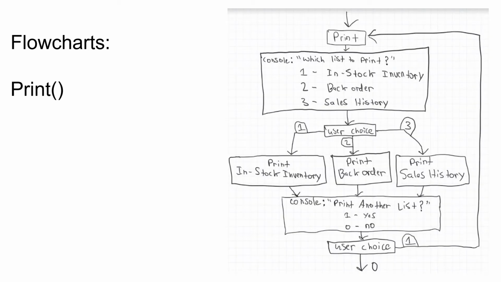First, let's look through the print function. Essentially, the console will ask the user if they want to print in-stock inventory, backorder, or the sales history. The user chooses, and then it prints out the corresponding information. Then the console will ask the user if they want to go again. They say yes or no. If they say yes, it recursively goes back into the print function. Else, it goes back to main.